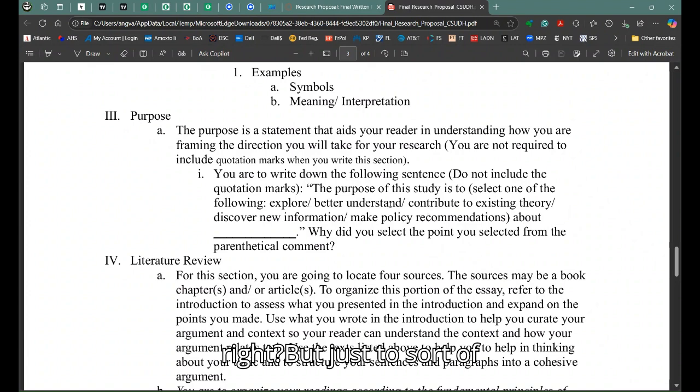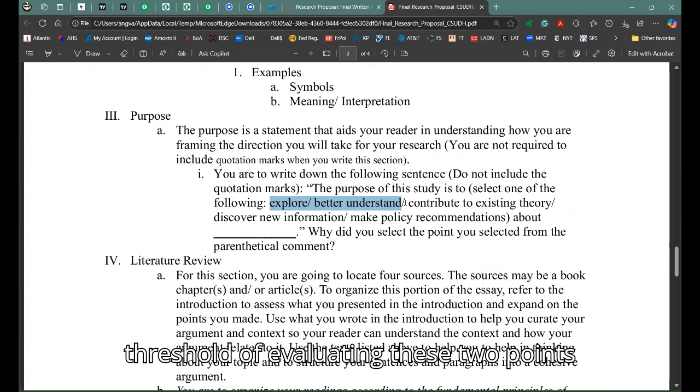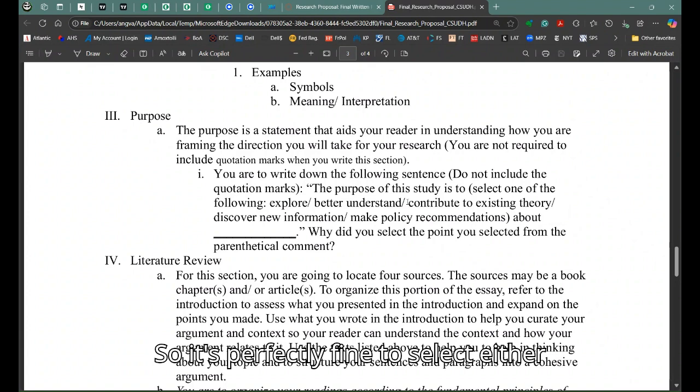But just to make this point clear before I end the discussion on the purpose, the easiest ones to defend currently would be explore or better understand. All right, like I mentioned earlier, the threshold of evaluating these two points is slightly lower than it is to contribute to existing theory, discover new information, or make policy recommendations. All right. So it's perfectly fine to select either explore or better understand.